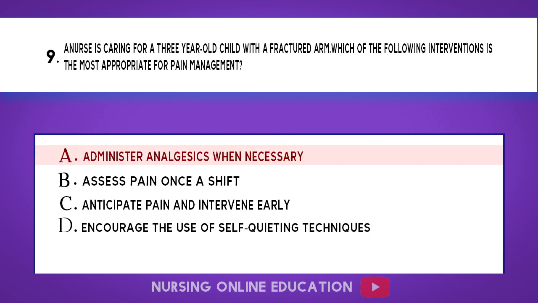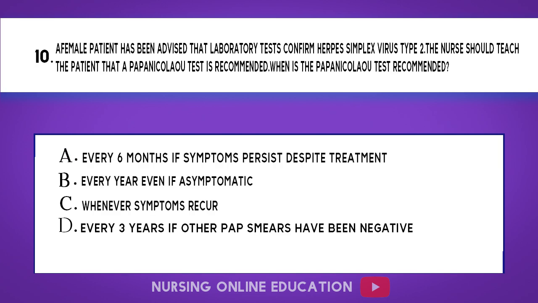Administer analgesics when necessary. 10. A female patient has been advised that laboratory tests confirm herpes simplex virus type 2. The nurse should teach the patient that a Papanicolaou test is recommended. When is the Papanicolaou test recommended? A. Every 6 months if symptoms persist despite treatment. B. Every year even if asymptomatic. C. Whenever symptoms recur. D. Every 3 years if other Pap smears have been negative. The answer is option B.